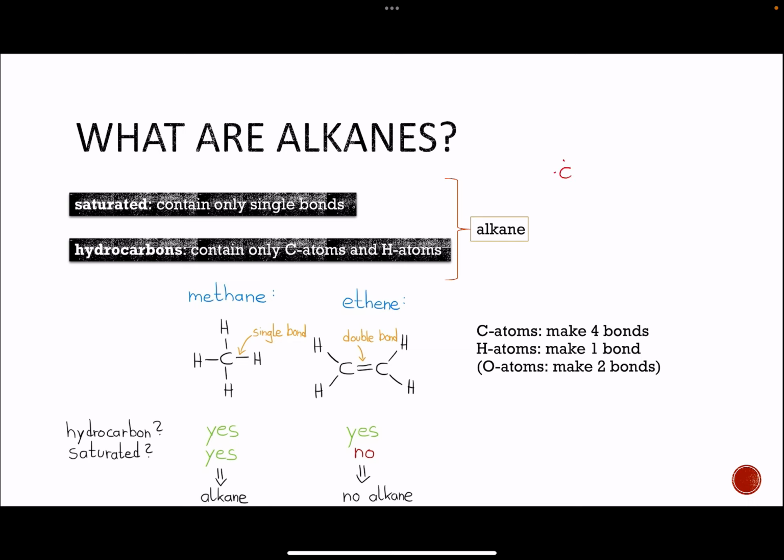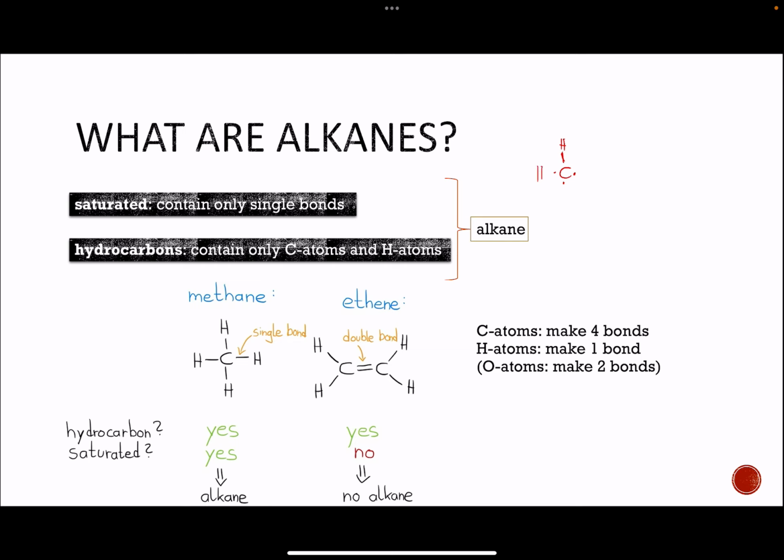I want to draw you the displayed formula of a carbon atom. So we see the four outer shell electrons of carbon. And the displayed formula of a hydrogen atom looks like this. And now both atoms can sort of agree in sharing their electrons. And then a chemical bond is formed, represented as a dash, and it means that two electrons are found in between these two atoms. And that's what we call a single bond. So there's one bond, two electrons in between two atoms, in this case, the carbon atom and the hydrogen atom.